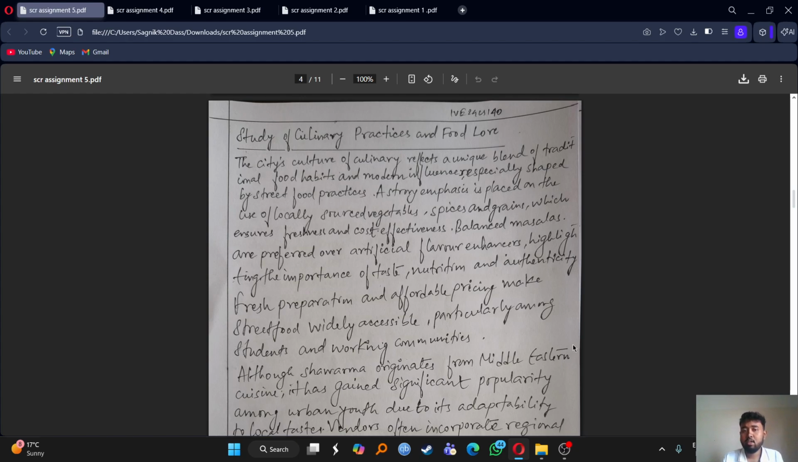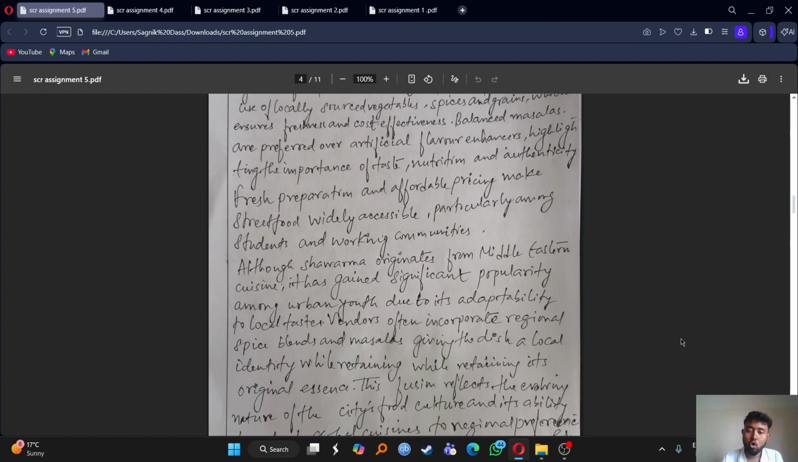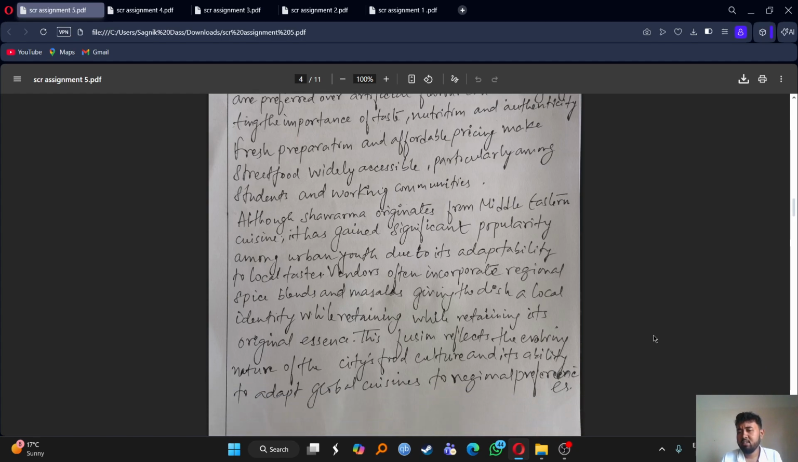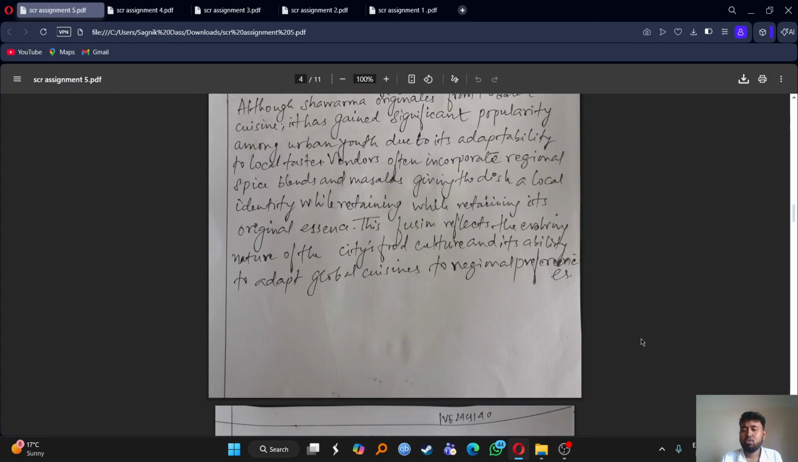What is the study of culinary practice and folklore? Since we made shawarma, which is a part of Middle Eastern cuisine, it got incorporated with the Indian kathi roll. We combined both of them and made one shawarma that is a mix of Middle Eastern culture and Indian cuisine. The fusion reflects the evolving nature of the city's food culture and its ability.